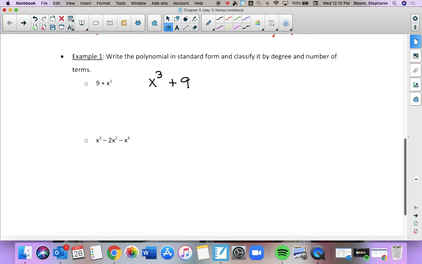Okay, now we're going to classify it by degree, and I'm going to put a D just so we know exactly what we're doing here. What is the degree of this one? Cubic. How do you know? Yes, it's to the power of 3. So the degree on this one is 3. And then how many terms does this one have? 2. So we call that binomial. Very good.